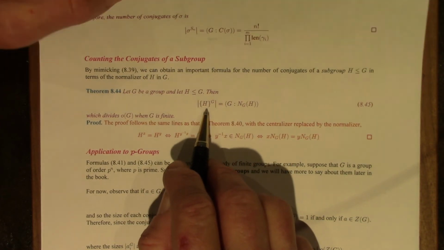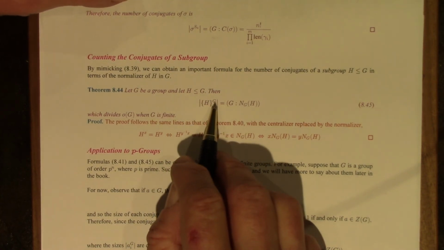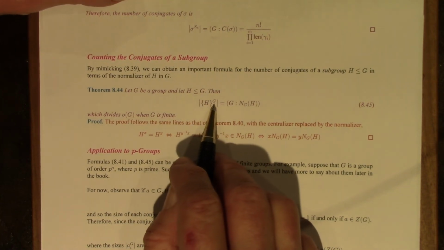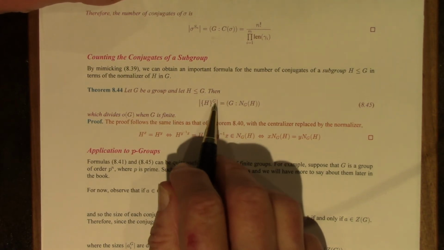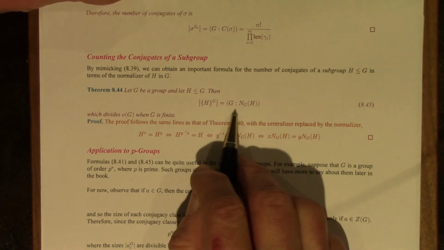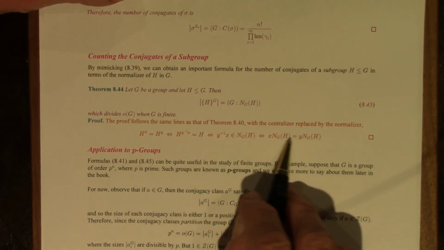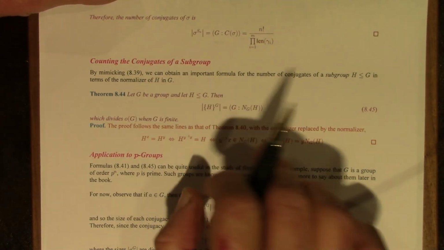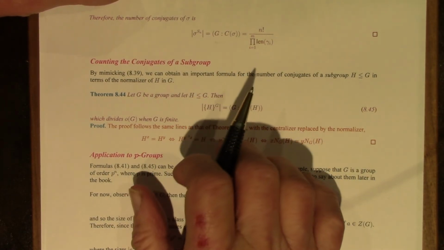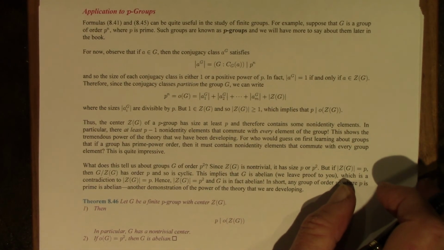The size of the conjugacy class of H, the number of conjugates of H by G, is the index of the normalizer. And the proof is the direct analog of what we did earlier. So I will leave it for you to discover the proof. I'm going to hide it, so it's good practice for you.